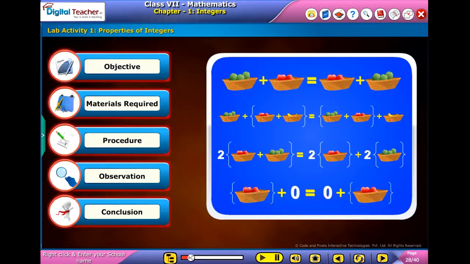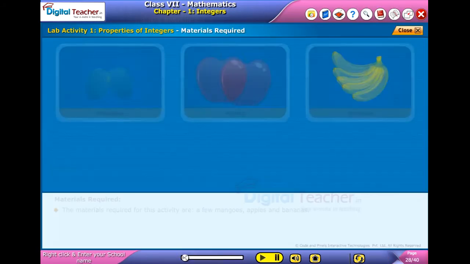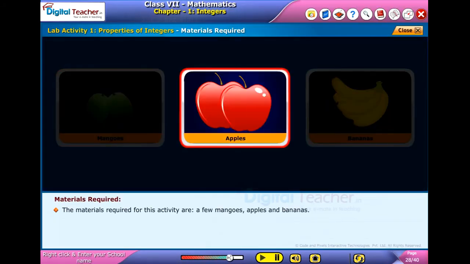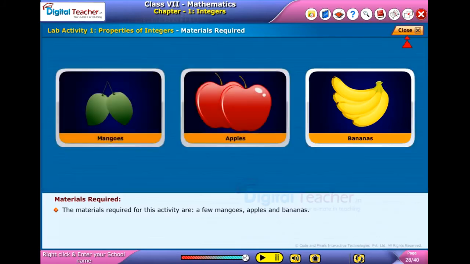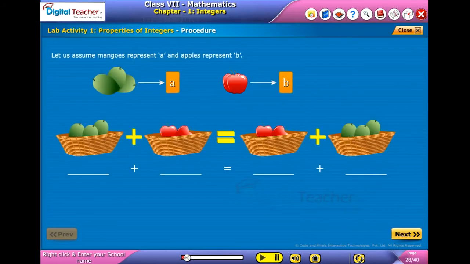Let us do a lab activity on the properties of integers. The objective of this activity is to state and illustrate the different properties of operations on integers. The materials required for this activity are a few mangoes, apples, and bananas. Let us assume mangoes represent A and apples represent B. The correct numerical values of the mangoes and apples are noted in the given fields.